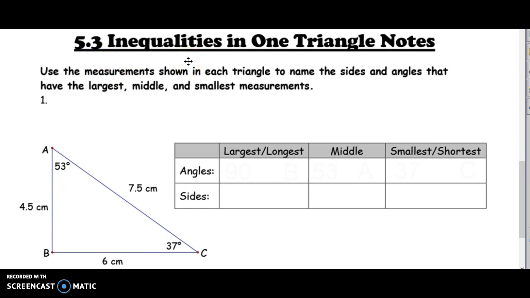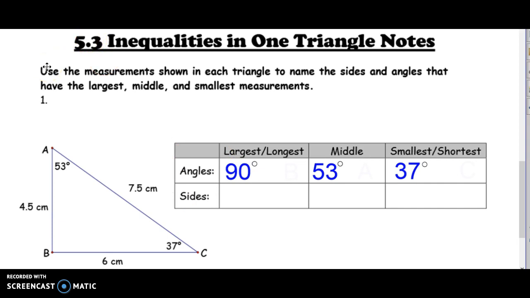So I have this picture and this chart, and in the chart we're looking for the largest, middle, and smallest angles, as well as the sides. Let's start off with the angles. Look at these angles. It looks like 2 of them are given to me. I'm going to have to figure out this third one and fill in the top line of the chart. So pause this, and when you're ready, see if you got the right answers.